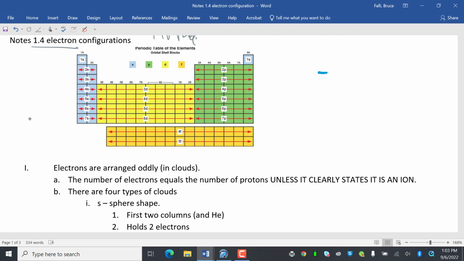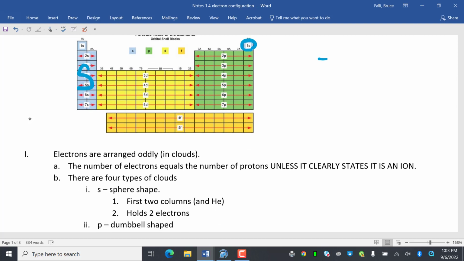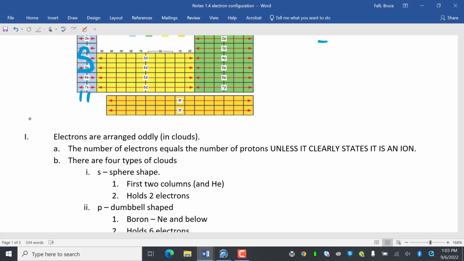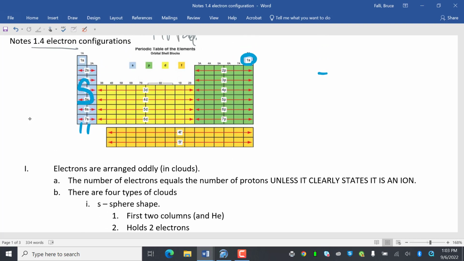Here we go. Okay, so the first one is the S, which is the sphere shape. That's this right here, this whole block and this guy. S is a sphere shape. It's the first two columns, column 1, column 2, and it's helium. Not helium's column, just helium. They hold at most 2 electrons. Group P is the dumbbell shape.